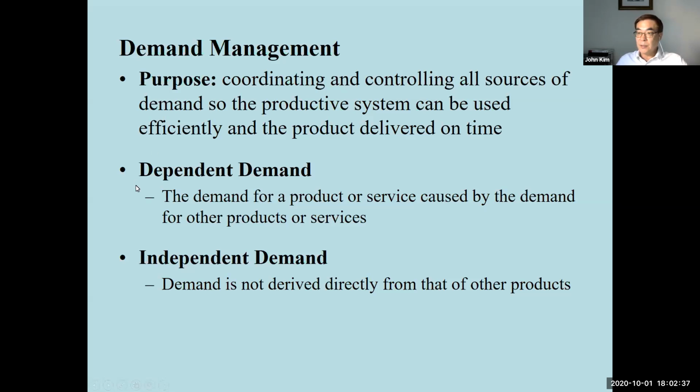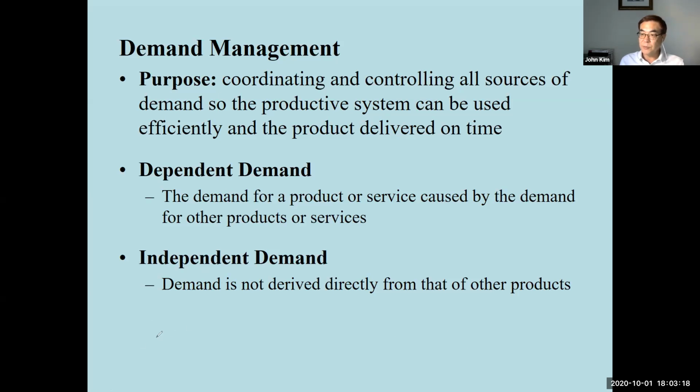And then there are two types of demand, dependent demand and independent demand. The dependent demand for a product or service is caused by the demand for other products or services. And the independent demand is not derived directly from that of other products. Earlier when we covered the MRP system, I mentioned this briefly.